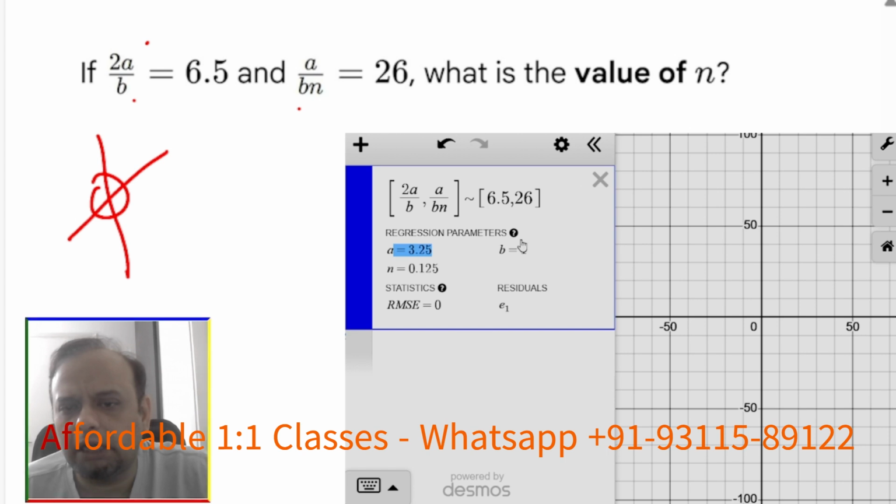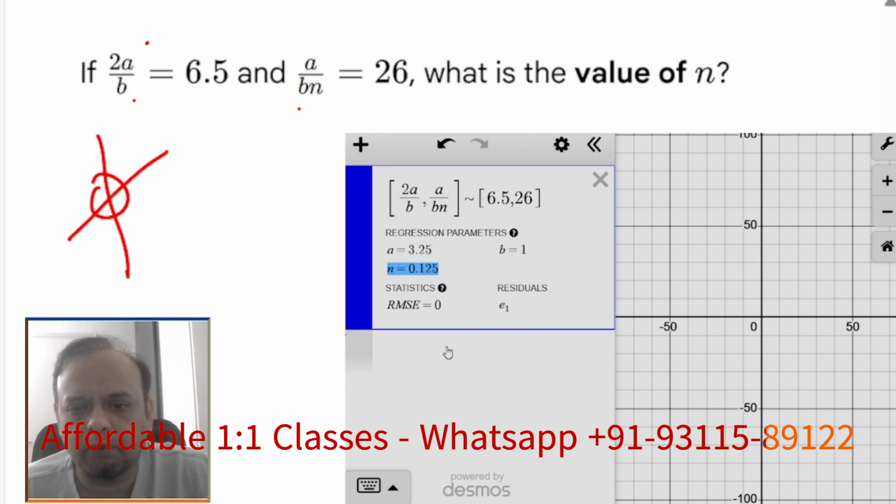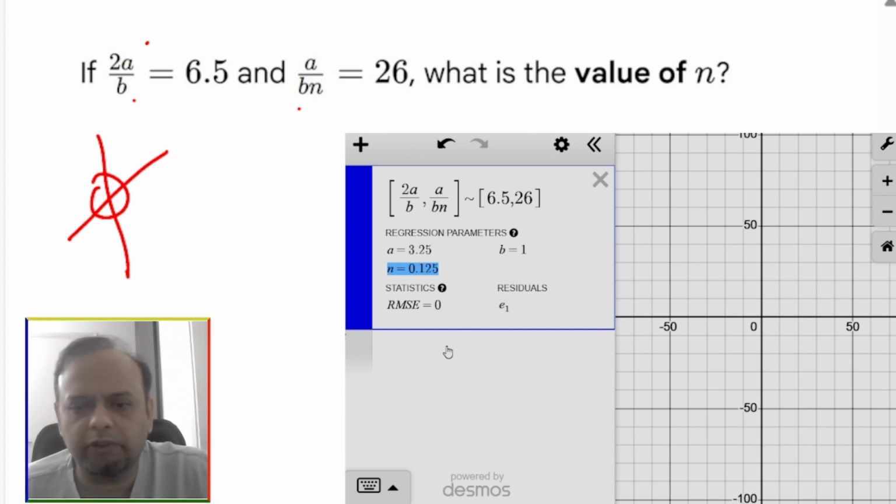Note that these aren't definite values of a and b, but for certain values of a and b, n is this, but n is always going to be this whether a and b change or not, right? That's why the question only asks for the value of n. Okay, so once you have the value of n, you can confidently go and answer that.